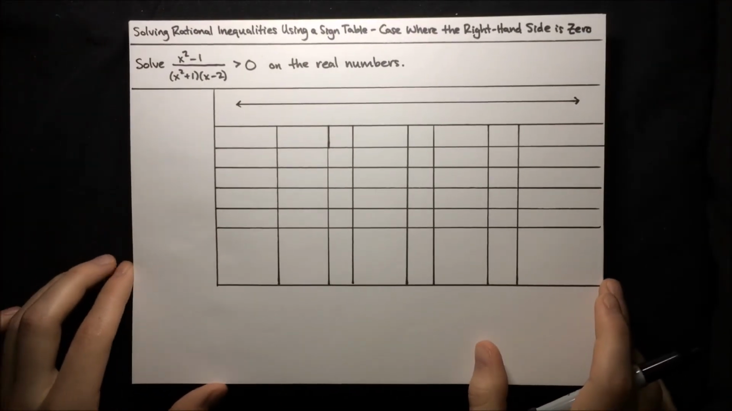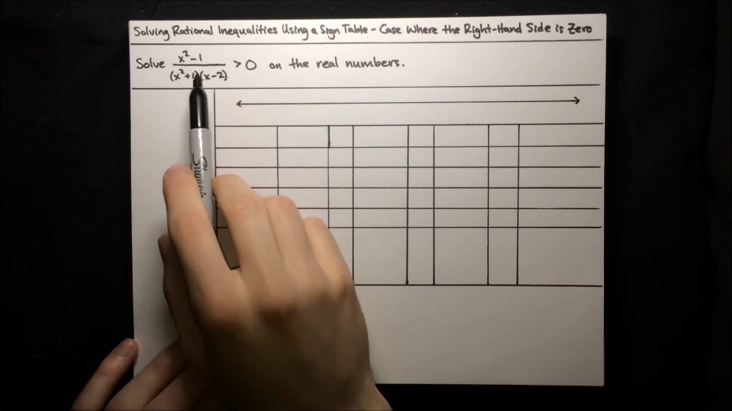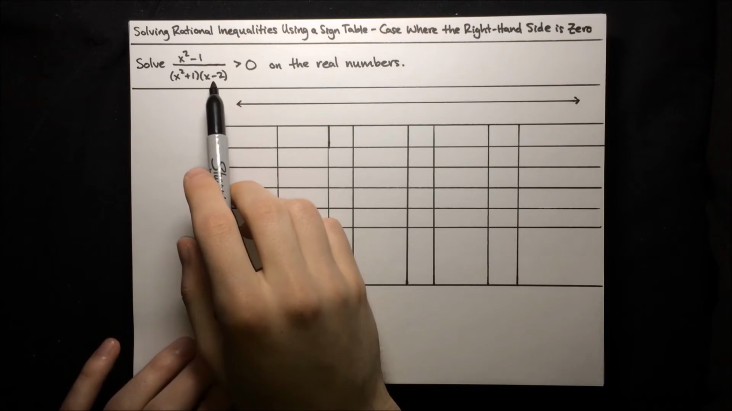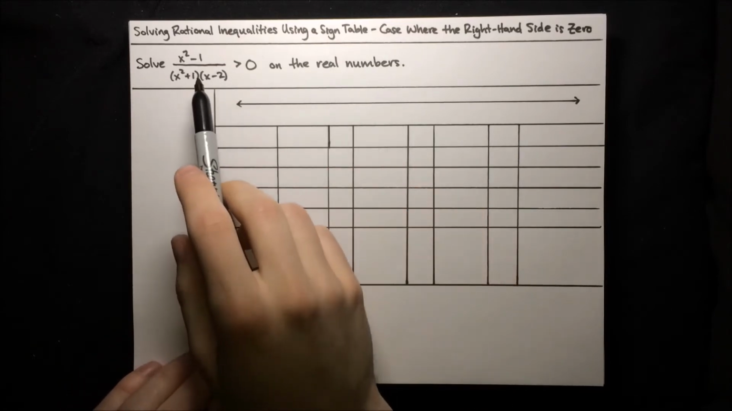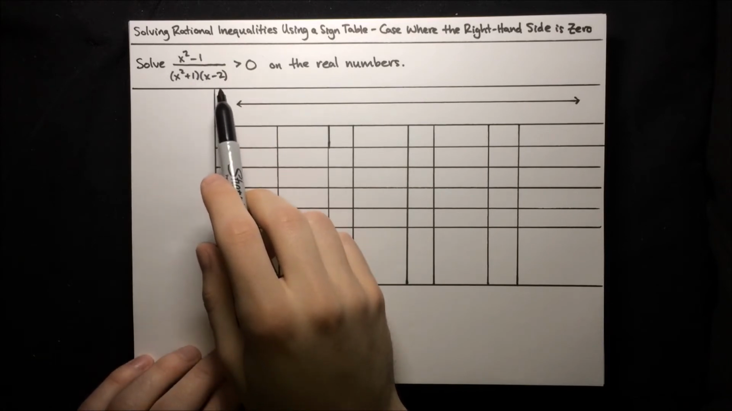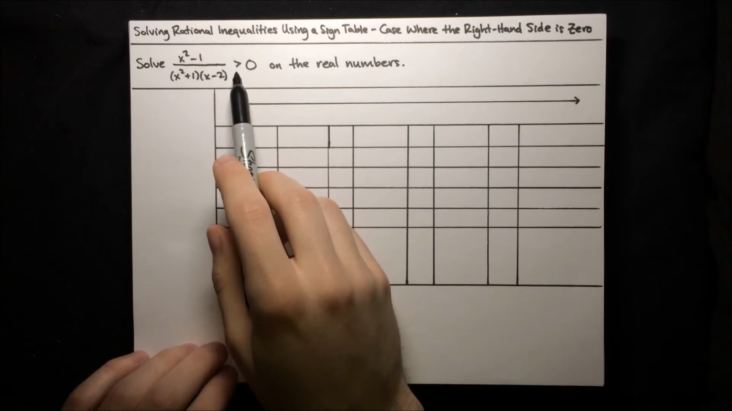Here's another example. Again, we want to solve this rational inequality: (x² - 1)/((x² + 1)(x - 2)) is strictly greater than 0 on the real numbers. Now this is a bit of a more complex inequality, and we've also got a strict inequality. No "or equal to" is allowed.